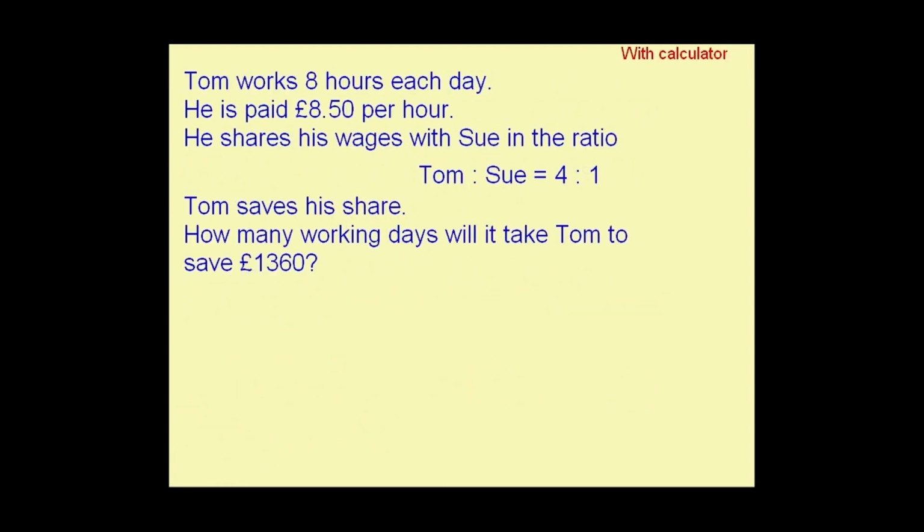Here's your final difficult exam-style question to have a go at. Press pause and try it. When you're ready, press play.